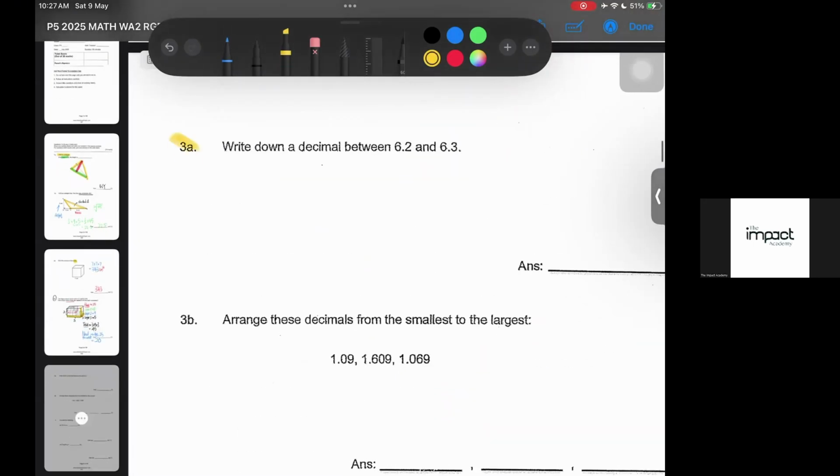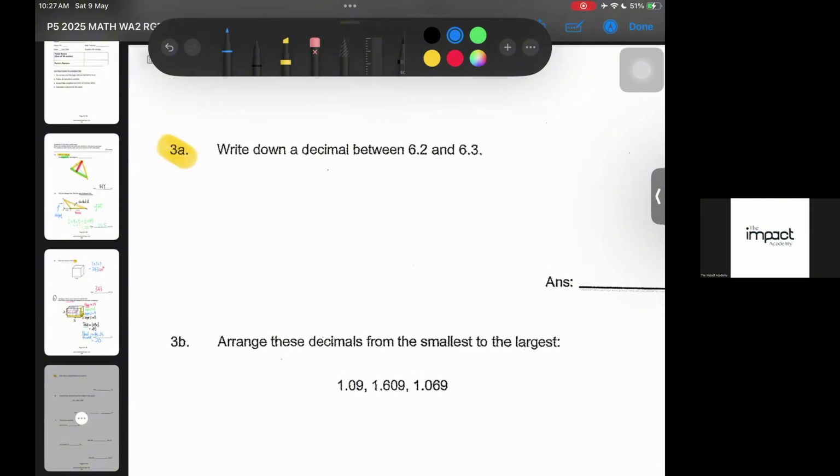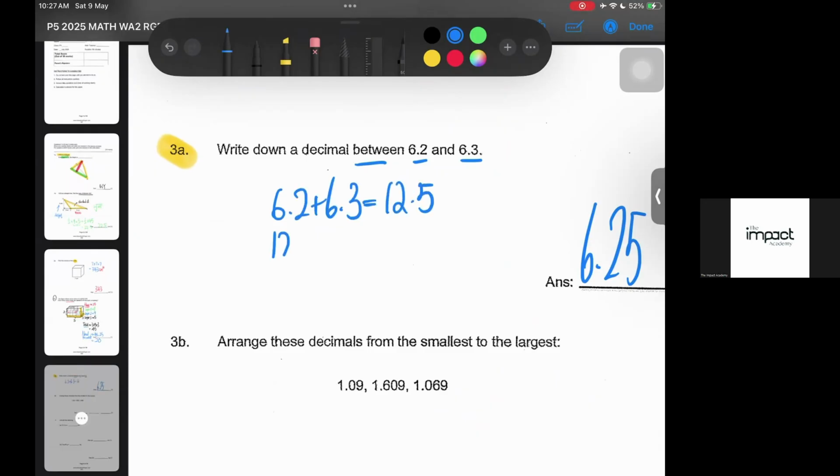Now the question is on 3A, a decimal between 6.2 and 6.3. 6.25. Very good. Why is that? You just have to do 6.2 plus 6.3. After that, you get how much? 12.5. Then you're going to do 12.5 because the word is between.